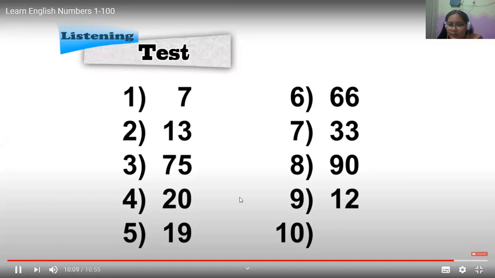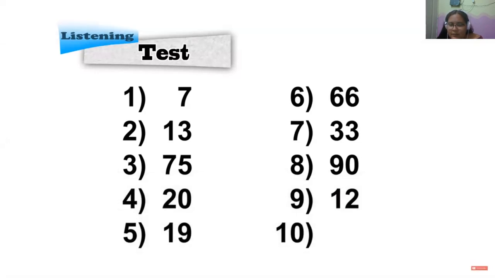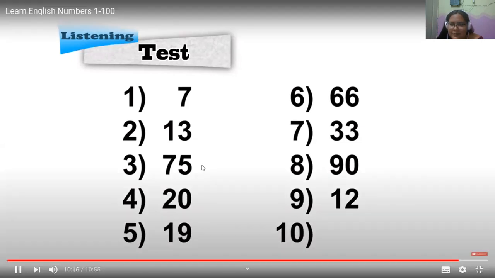And the last one, listen carefully, 21. Yes, very good, very, very good, 21. All right, so you should write 21. Yes, you got it. Very good. You got most of the numbers.